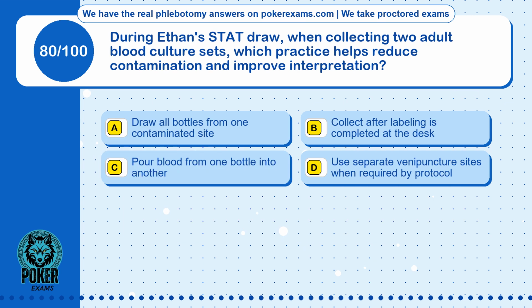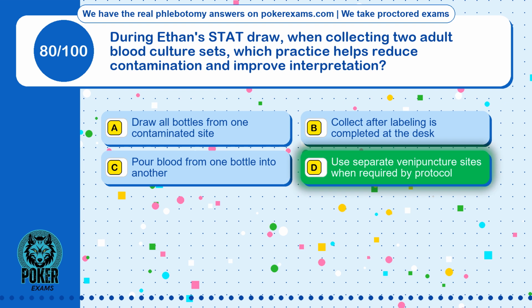Question 80. During Ethan's stat draw, when collecting 2 adult blood culture sets, which practice helps reduce contamination and improve interpretation? Option A. Draw all bottles from one contaminated site. Option B. Collect after labeling is completed at the desk. Option C. Pour blood from one bottle into another. Option D. Use separate venipuncture sites when required by protocol.